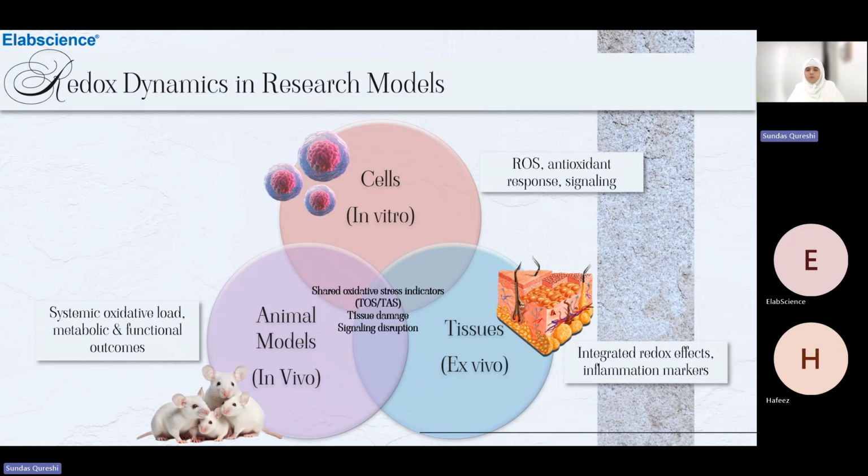Here in this Venn diagram, it highlights where these insights overlap. Some observations are unique to a specific model, while others, such as ROS buildup, antioxidant depletion, or impaired viability, appear across all the systems. This aims to link these redox shifts with a meaningful functional outcome and help guide which model is more appropriate for answering a particular research question.